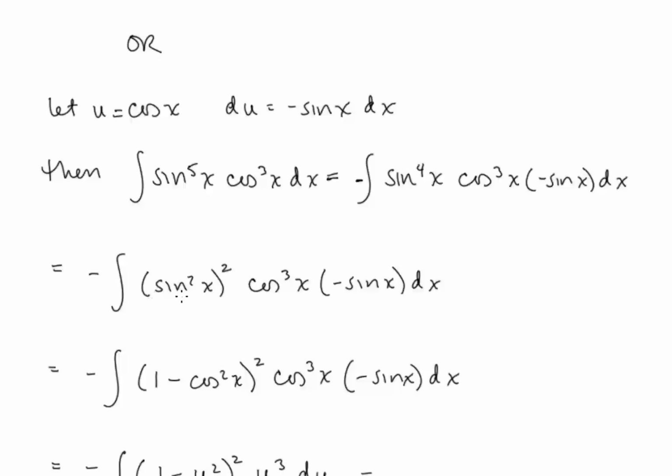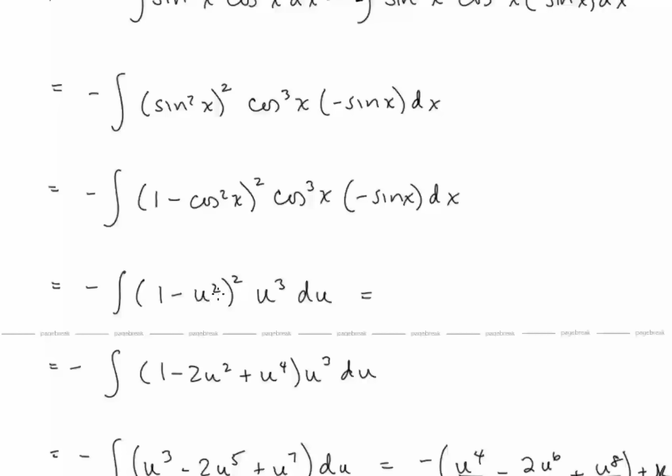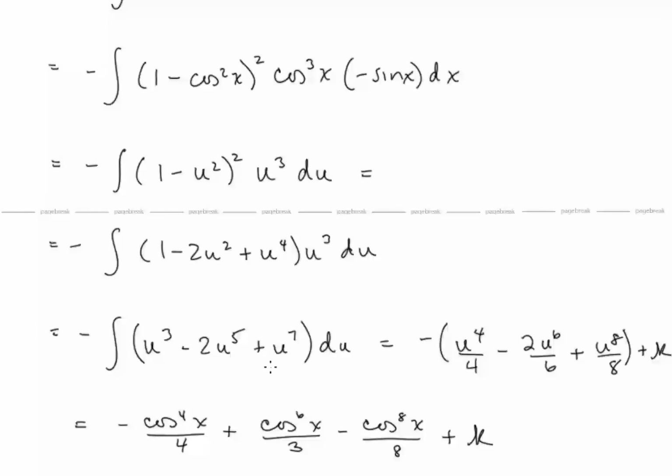So we replaced this sine squared x with a 1 minus cosine squared x, and now we can change it into u's. So we have 1 minus u squared, quantity squared, u to the third, du. And we still have our negative sign on the outside. Now, in order to integrate here, we just need to multiply it through. So we need to square this out and then distribute the u to the third. And so we're here. And that's a basic integral. And so we're here. Replacing back into x gives us this.